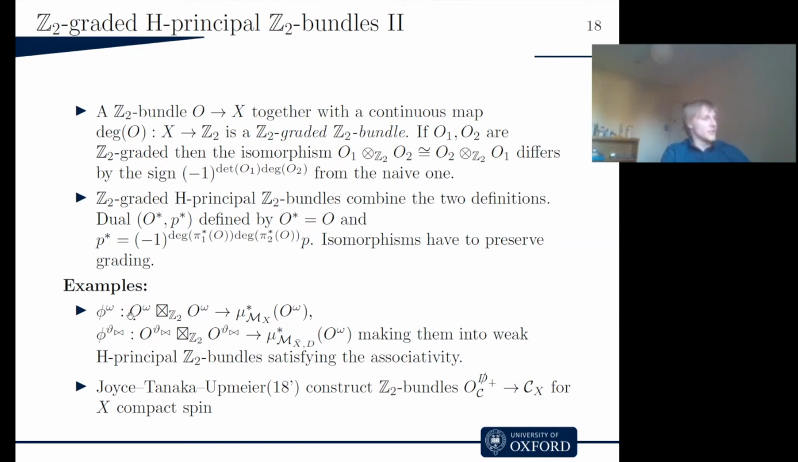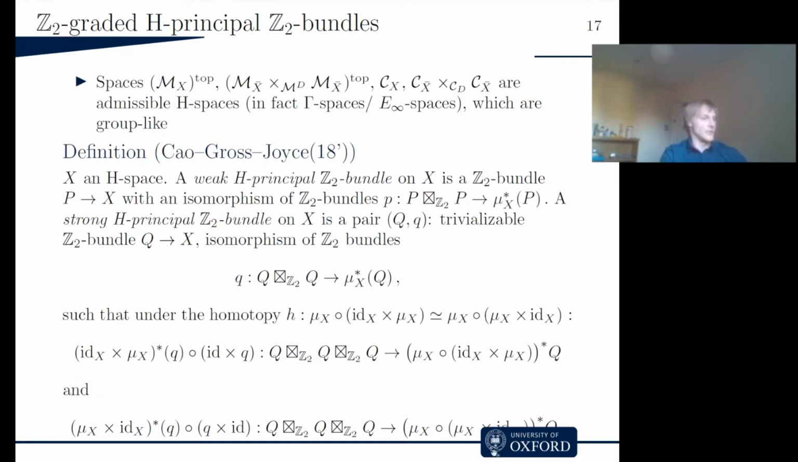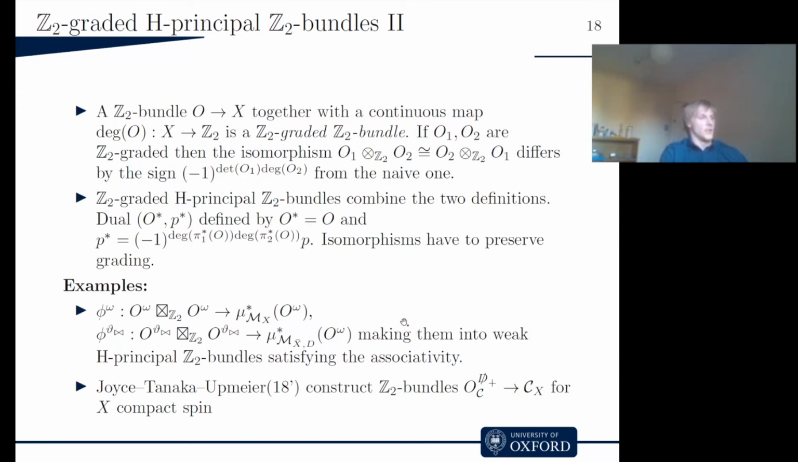So examples of these are our orientation bundle on MX, which is well behaved with respect to the addition of compactly supported perfect complexes by having this natural isomorphism, and also a slightly more complicated but still true one has also an isomorphism in the setting where one takes our theta bow tie orientation on this product stack of compactification. This makes them into weak H-principal Z2 bundles, which in addition satisfy this associativity condition on this page, which makes sense because, like I said, these spaces are in fact E-infinity spaces, so this is well behaved.